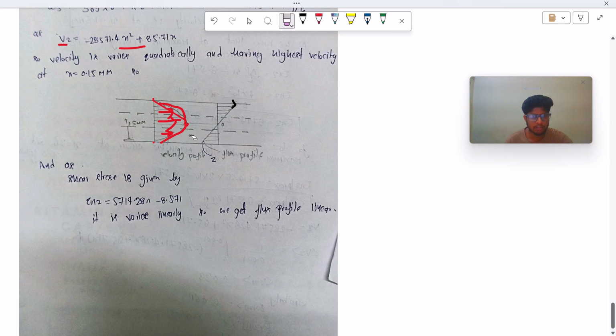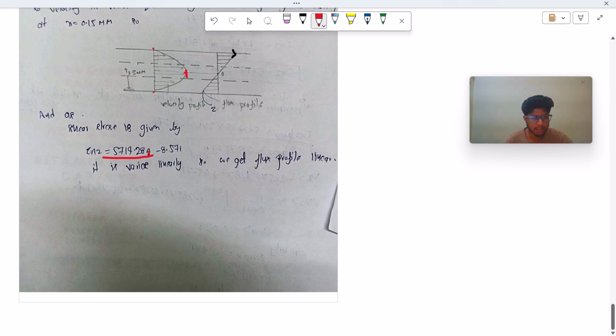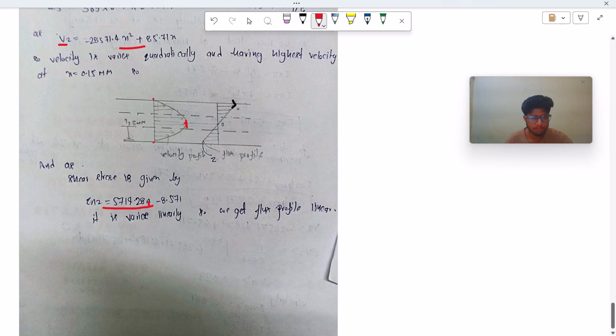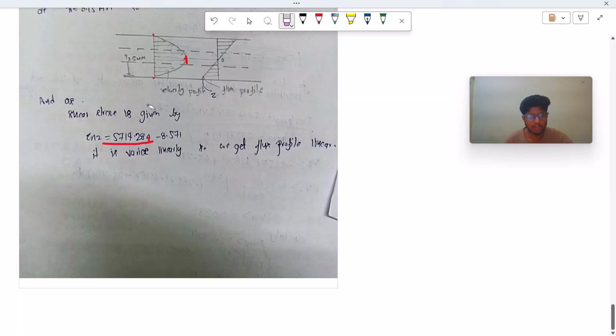And for shear stress, as we know, at the maximum velocity the shear stress is 0, and shear stress increases in the direction of decreasing velocity. As tau xz is a function of x, this is the x, so our shear stress varies linearly, a straight line, and here is 0 shear stress, and there is a maximum shear stress in the negative direction. So this profile is for shear stress flux. So we conclude our last question. That's all.